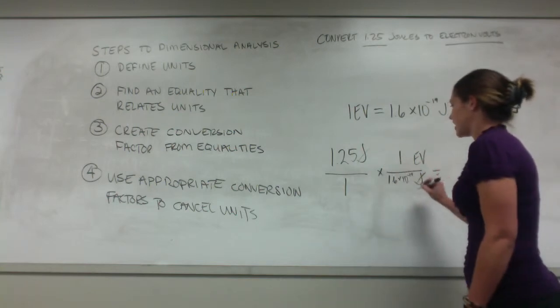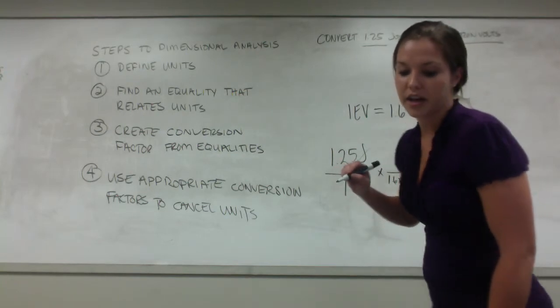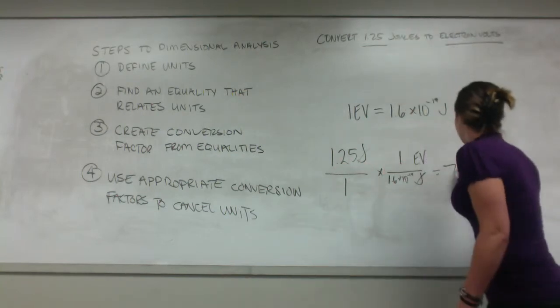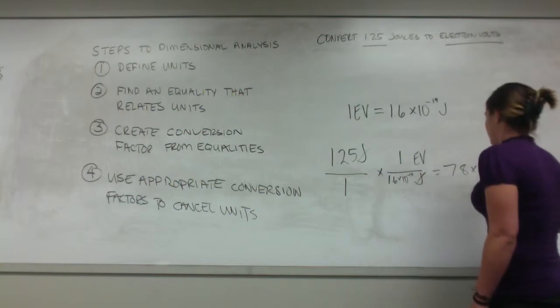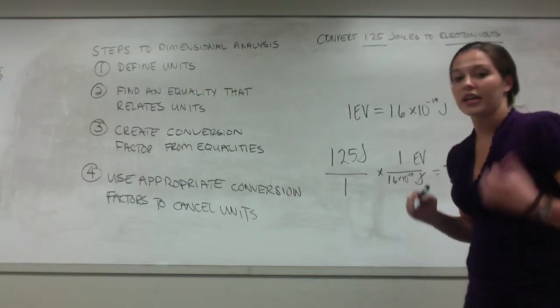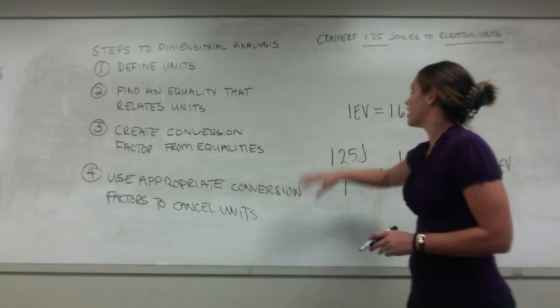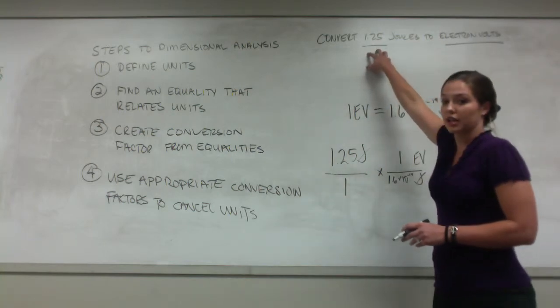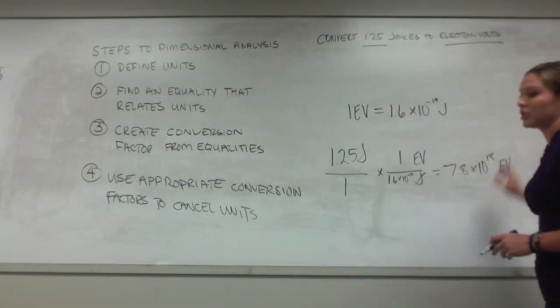So like I said, the units cancel, and then you just come out with a very fun looking number, 7.8 times 10 to the 18th electron volts. So even if you don't know what it is, if you go through the simple steps, always start with the number that you're given, and then work through the relationship that you have to come up with the unit that you desire.